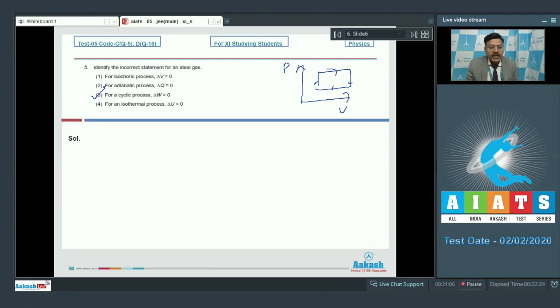In fact, we can also look at option 4, which says for an isothermal process delta U is 0. Well, this is also a correct statement. So it's very clear that for question 5, 3 is the correct option, which is an incorrect statement, but we are supposed to find here the incorrect statement, and that's why option 3 is the answer to this question. Let's go to the next question now.